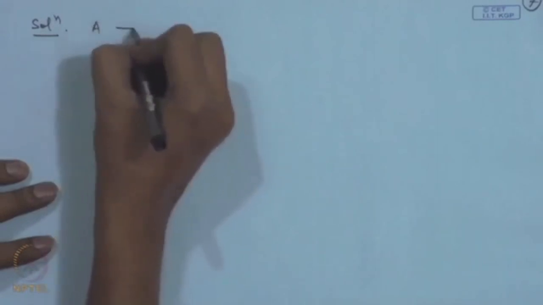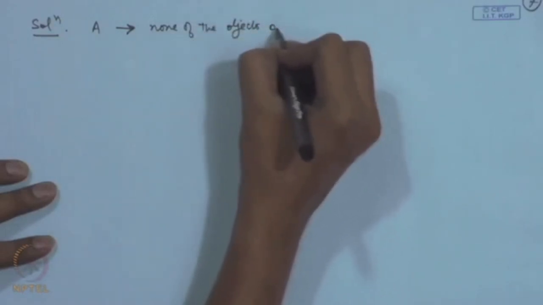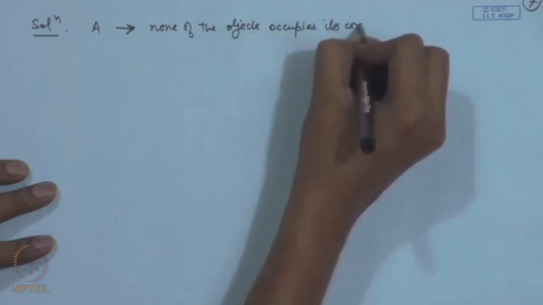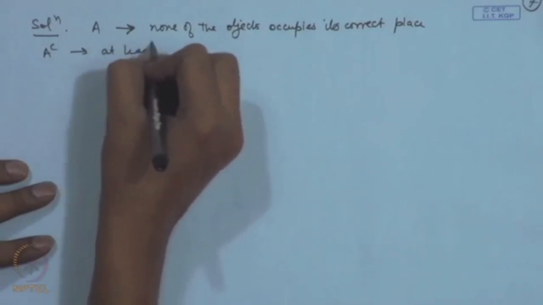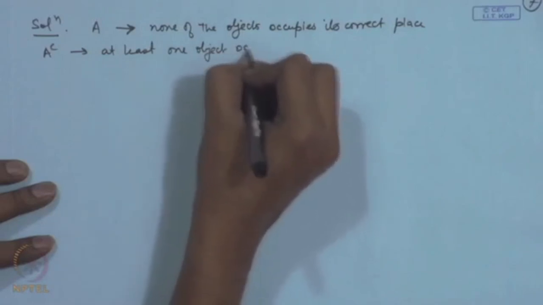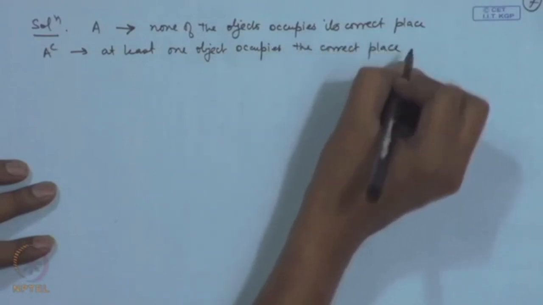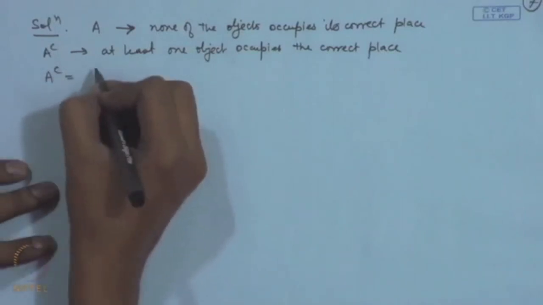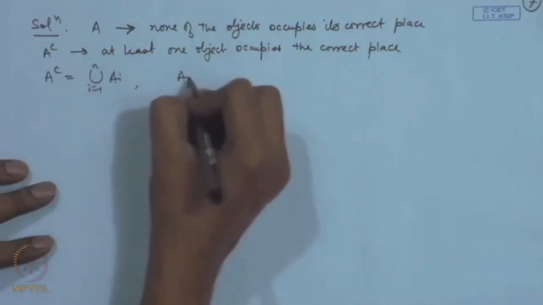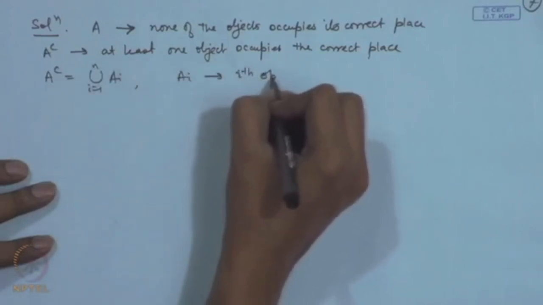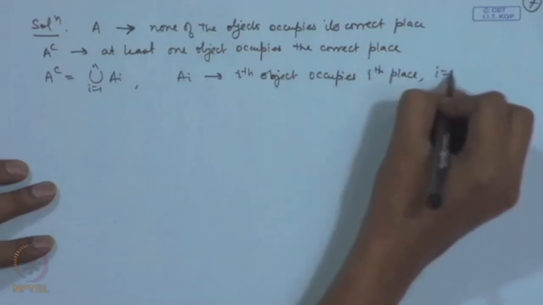Let us consider A to be the event that none of the objects occupies its correct place. So, A complement is the event that at least one object occupies the correct place. Then we can write A complement as the union of Ai, i equal to 1 to n, where Ai denotes that the ith object occupies the ith place, for i equal to 1 to n.